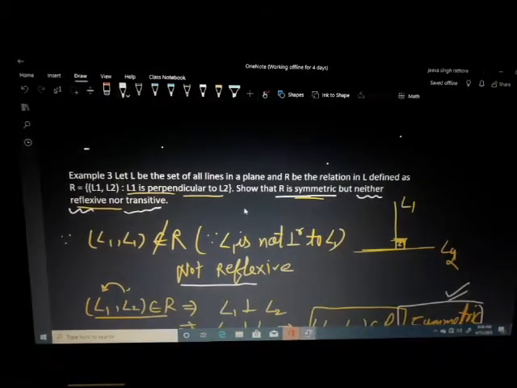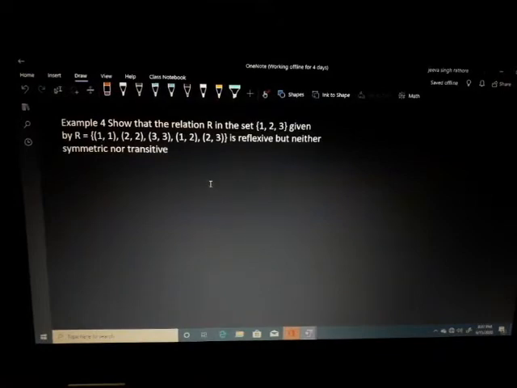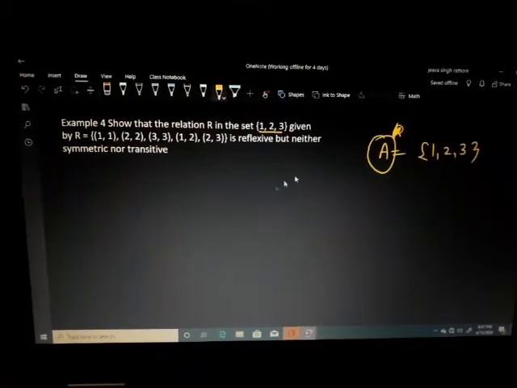Next question. Next, example number 4 from NCERT. The relation R in the set A is given. Suppose this is the set A, having the elements 1, 2, 3. These are the elements present in this set. This is the set A. Given that this relation is reflexive but neither symmetric nor transitive.